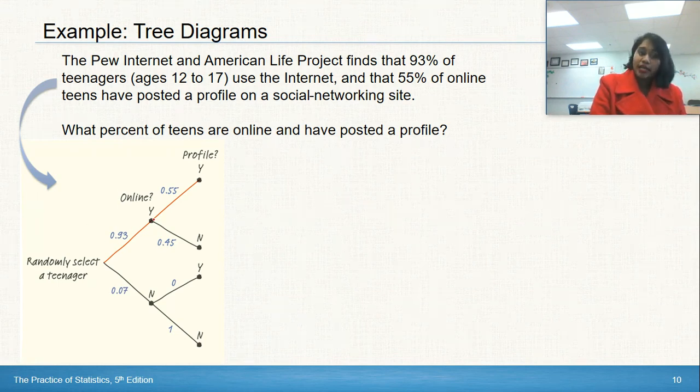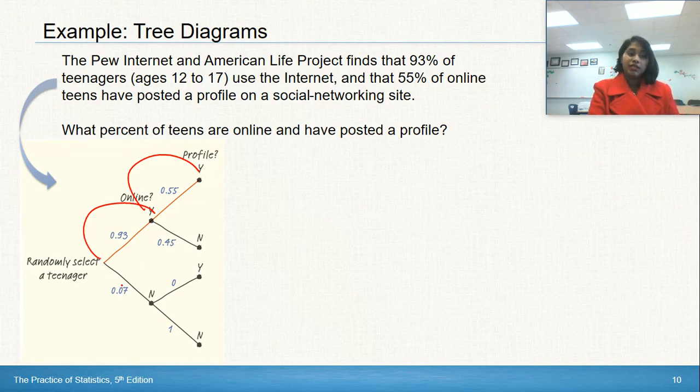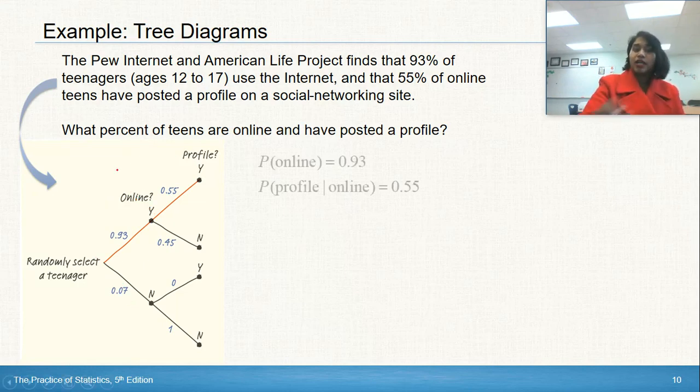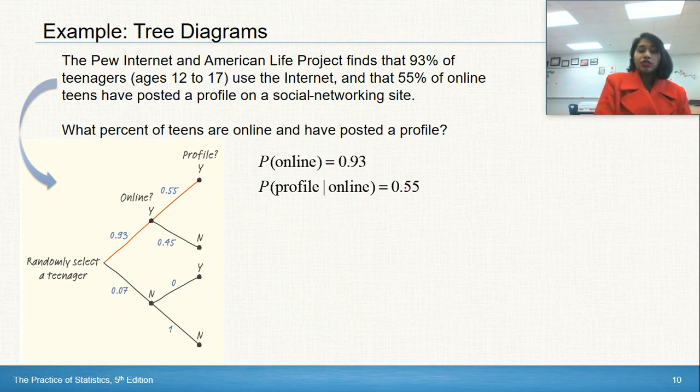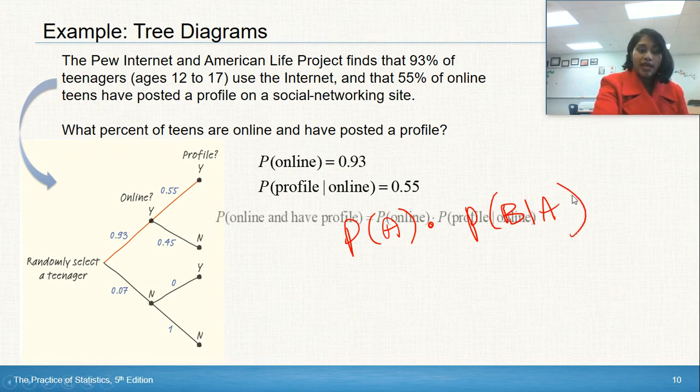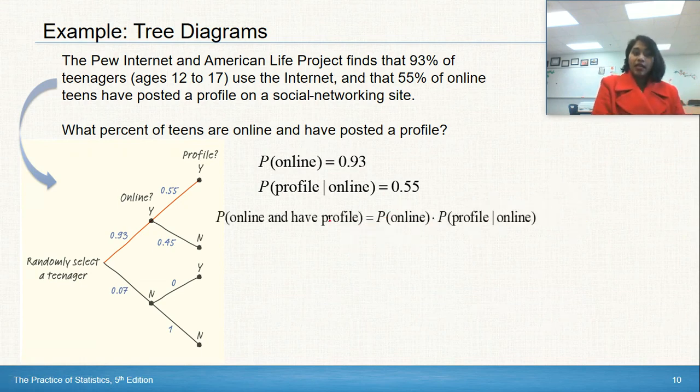So we're at a 93% chance of yes being online, and then if I'm online, I have a 55% chance of having a social network profile, which means it's opposite. I have a 45% chance of not. You can clearly see what your multiplication is going to be with this tree diagram, but let's go to our actual multiplication rule. Our multiplication rule says you're going to take the first event and multiply it by the conditional event. So we did that right here. We have online and have the profile, means I'm going to multiply my online by the conditional profile.